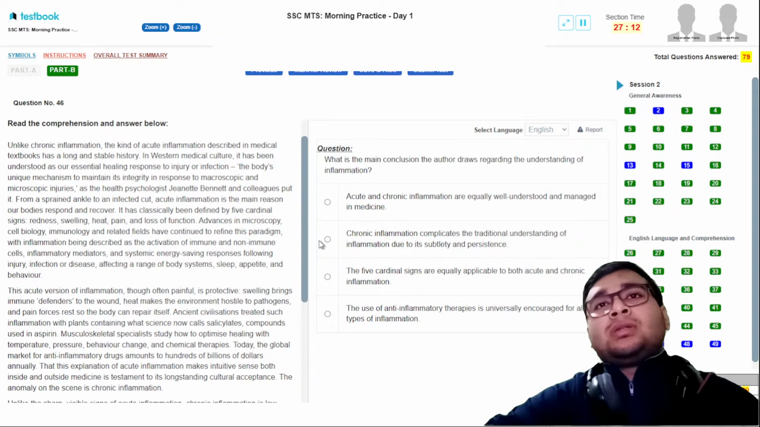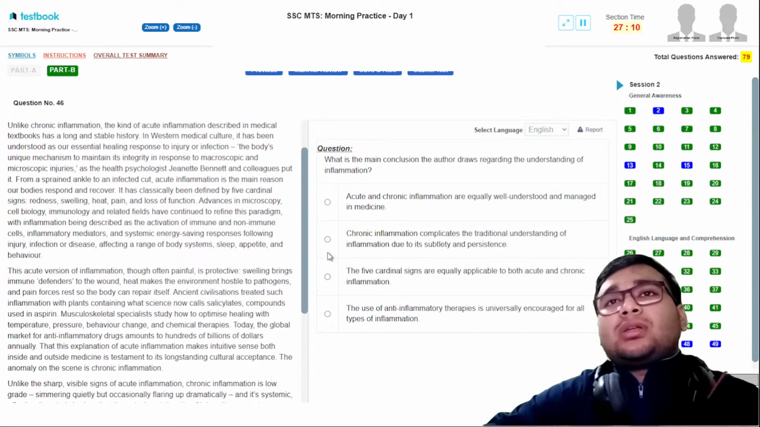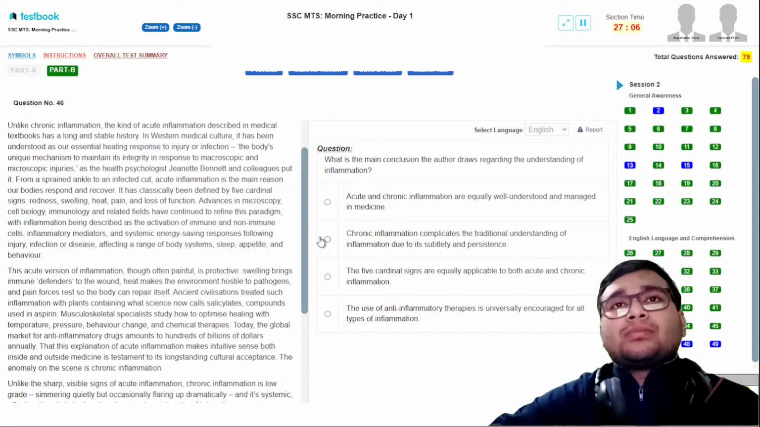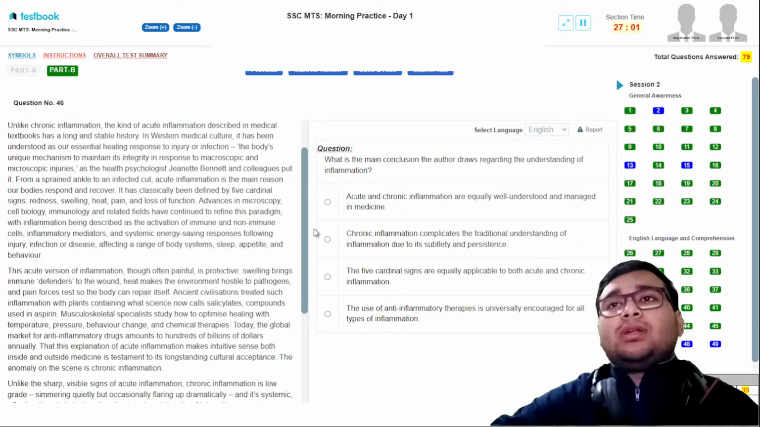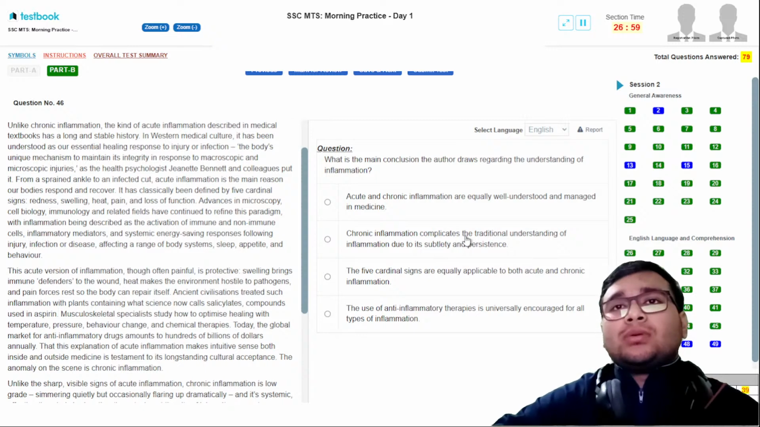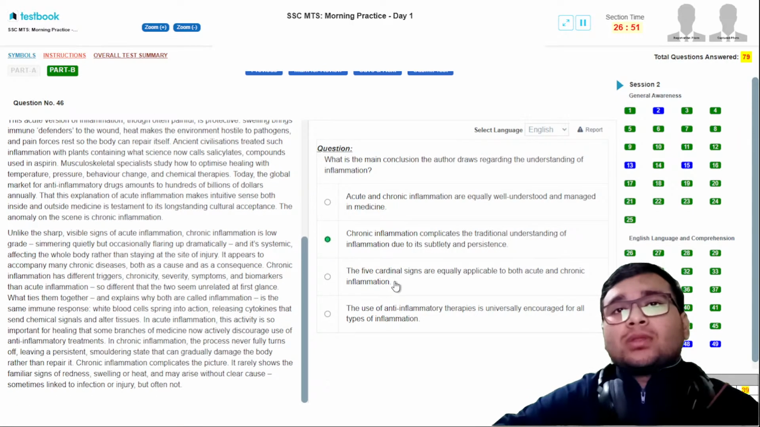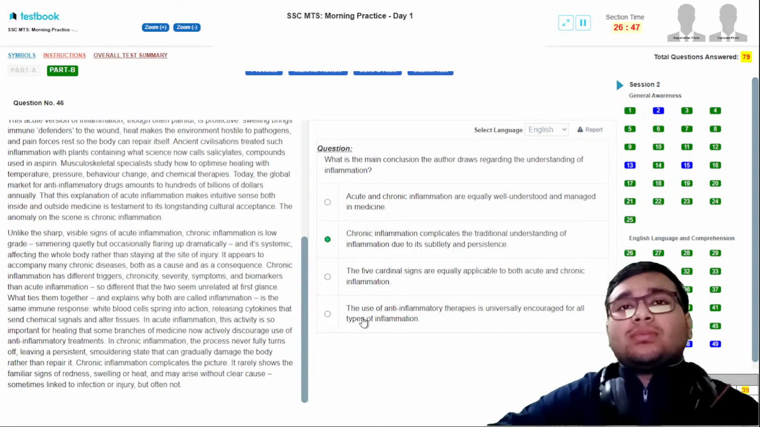What is the main conclusion of the third article regarding the understanding of inflammation? Acute and chronic inflammation are actually well understood and managed in many. Chronic inflammation complicates the traditional understanding of inflammation due to its subtlety and persistence. Therapies are equally applicable to both acute and chronic inflammation. The use of anti-inflammatory therapies is very good for all types of inflammation.